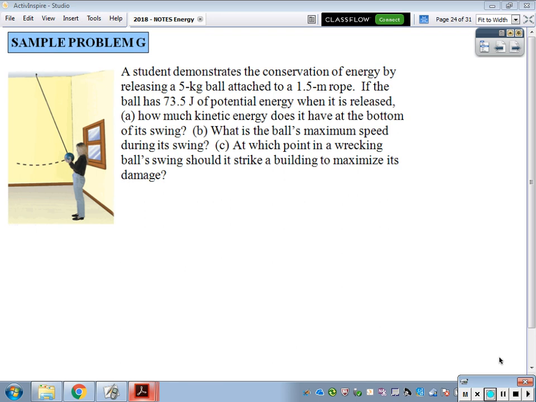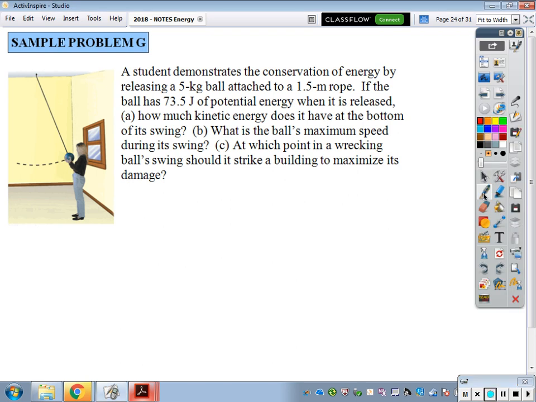So, we did our bowling ball pendulum problem for homework due for today that we just checked. So let's take a little bit different approach to some questioning based off a similar type problem. So here we go. A student demonstrates conservation of energy by releasing a 5-kilogram ball attached to a 1.5 meter long rope. We know the ball has 73.5 joules of potential energy when it is released. We want to know how much kinetic energy it has at the bottom, what the ball's maximum speed is during its swing, and at which point we should swing the ball if it's going to strike a building and maximize damage, as if we're using it as a model.